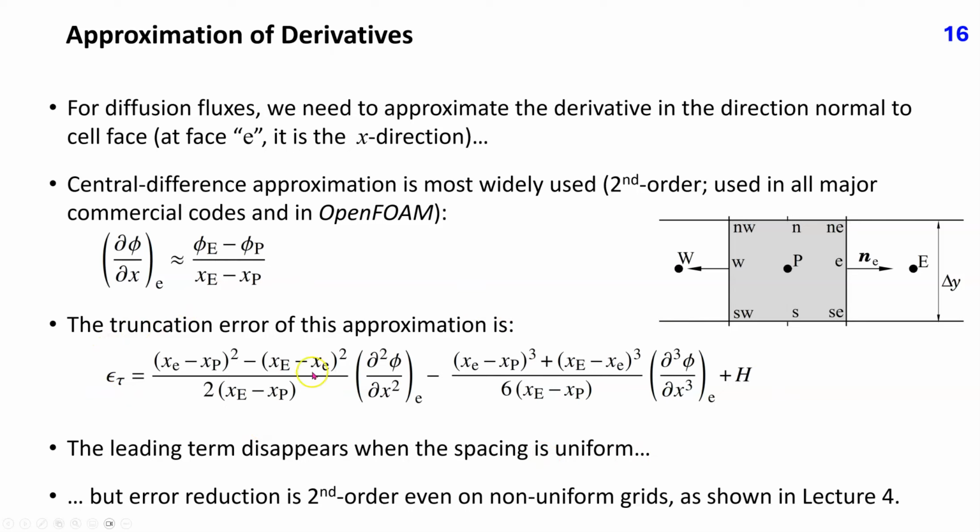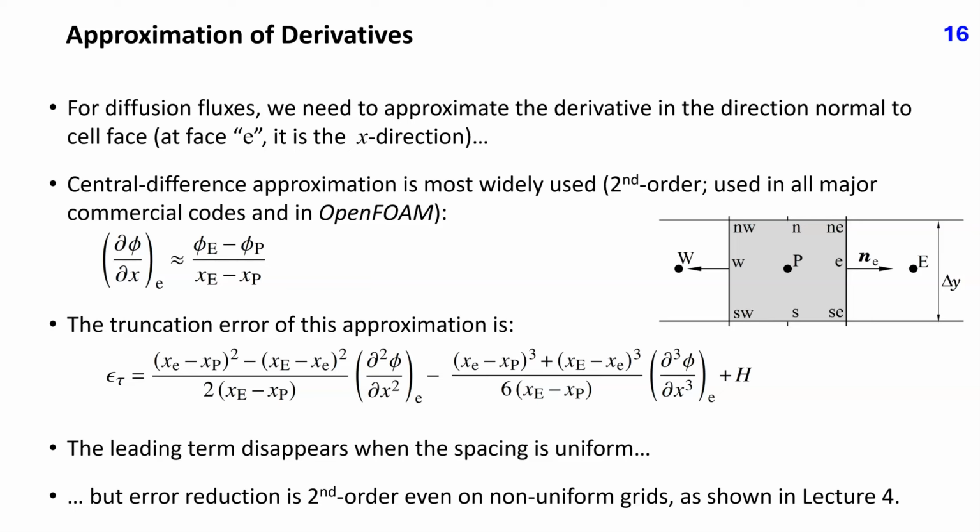The leading term is proportional to delta x, but it vanishes when the grid is uniform. However, if the grid is systematically refined, the leading truncation error term reduces with second order, as shown in slides 13 and 14 of lecture 4.